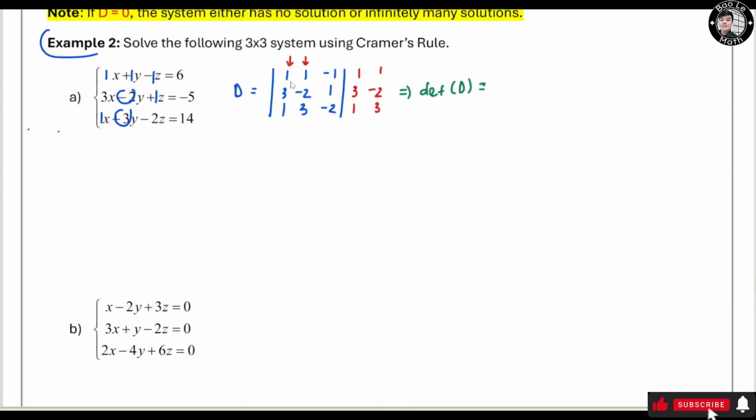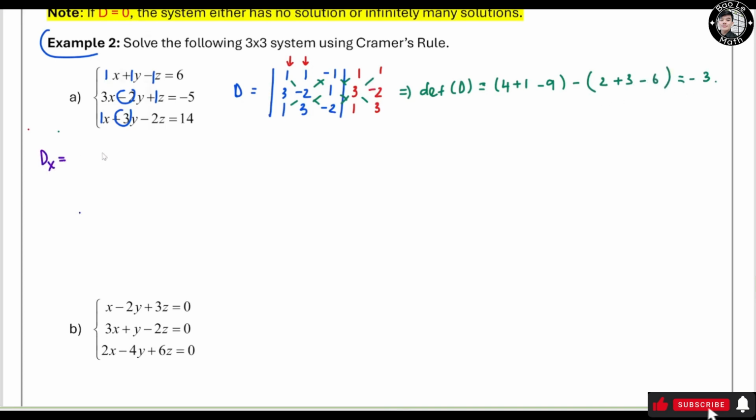right? So it's gonna be 1 times -2 times -2 is gonna be 4. 1 times 1 times 1 is gonna be 1. -1 times 3 is gonna be -9. Subtract 1 times -2 times -1 should be 2. 3 times 1 times 1 should be 3. -2 times 3 times 1 should be -6.